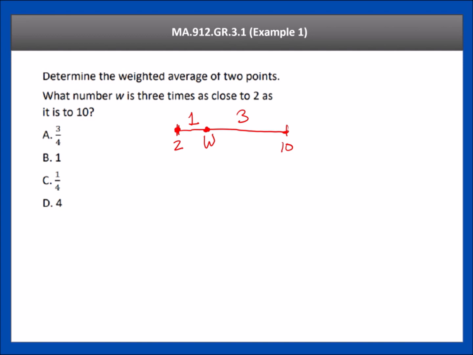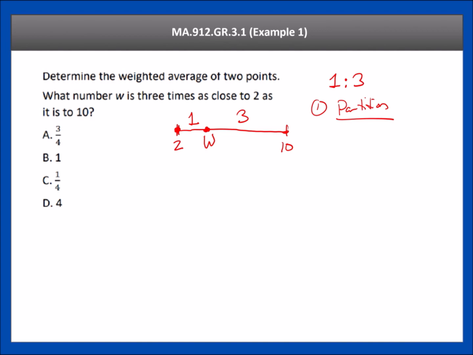All right, so essentially what it's saying is that we have a 1 to 3 ratio from 2 to 10 here, from those 2 coordinates, okay? So this is a partitioning problem, but you can also translate this to a weighted average problem. But let's look at it as a partition. If we look at it as a partition, then we can use the section formula in order to get this.